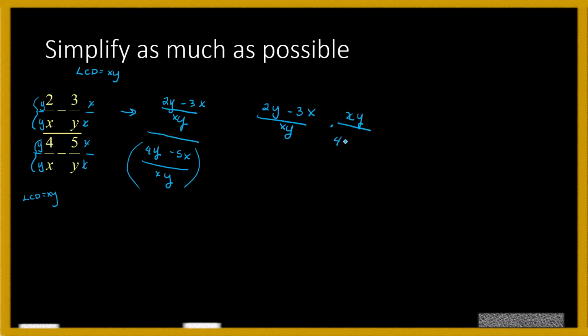We have xy on the top, and we have 4y minus 5x on the bottom. So now I'm going to pre-reduce. I see that I have a product of xy in the numerator here, which leaves me at 1, and the product of xy here, which leaves me 1. Nothing else can be reduced. So my final answer in this particular case is 2y minus 3x over 4y minus 5x.